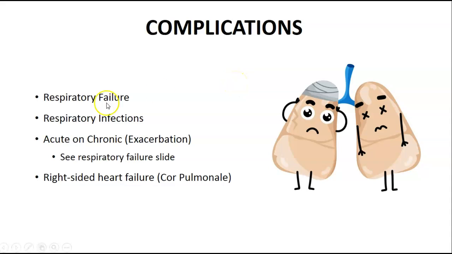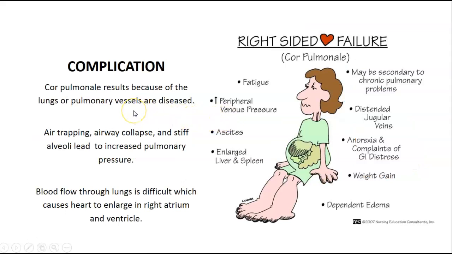Complications: respiratory failure, respiratory infections, and right-sided heart failure. Cor pulmonale results, unfortunately, because the pulmonary vessels have become diseased or remodeled. Air trapping occurs, the alveoli collapse, and the stiff alveoli can lead to increased pulmonary pressure. Therefore, blood flow through the lungs becomes difficult, which causes the heart to enlarge in the right atrium and ventricles. So these are going to be our signs and symptoms of right-sided heart failure. Make sure you're familiar with them and that it is a complication of COPD.